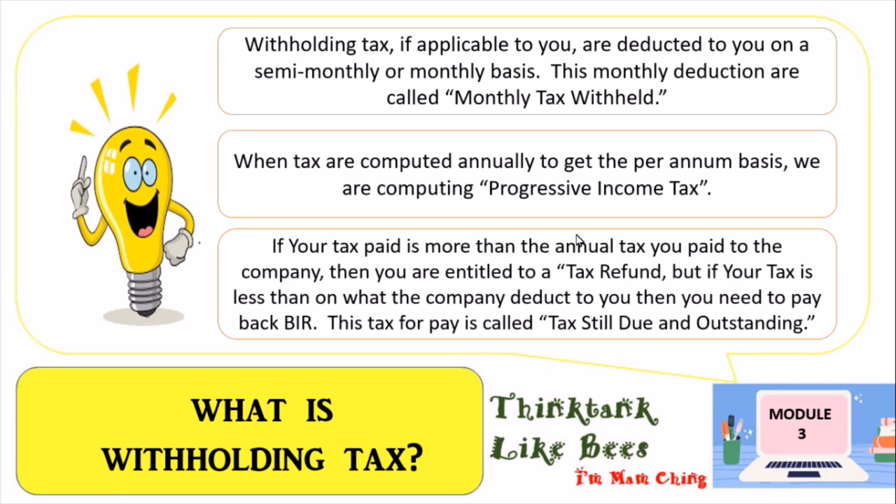If your tax paid is more than the annual tax due, then you are entitled to a tax refund. But if your tax paid is less than what the company deducted from you, then you need to pay back the BIR. This tax to pay is called tax still due and outstanding.